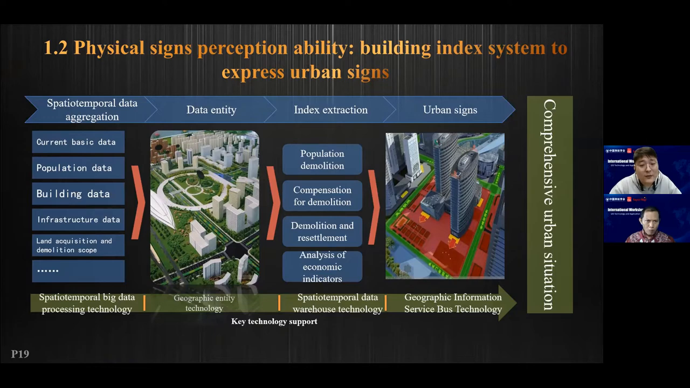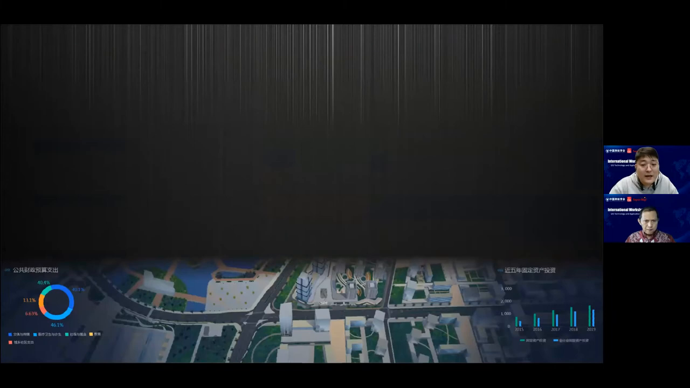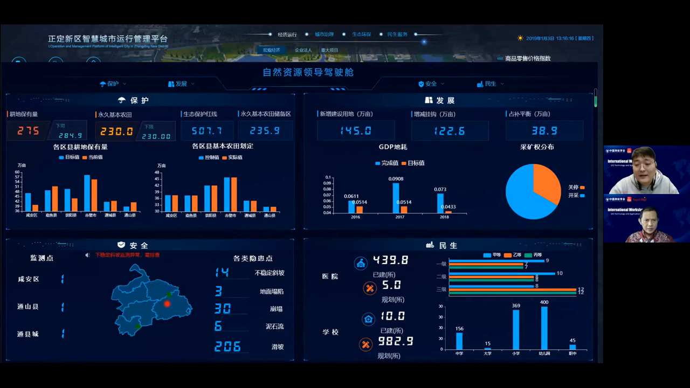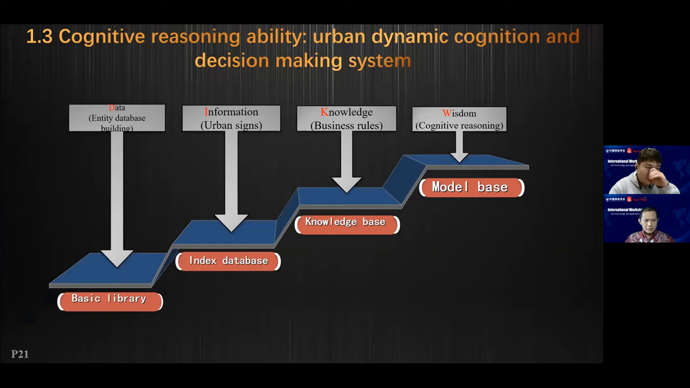From this process, we can construct the comprehensive urban situation system. Here are some examples of city awareness that we have built before, where we have put a variety of different data and different types of diagram. It is very convenient for the boss or the managers to get the comprehensive information at any time in one dashboard.